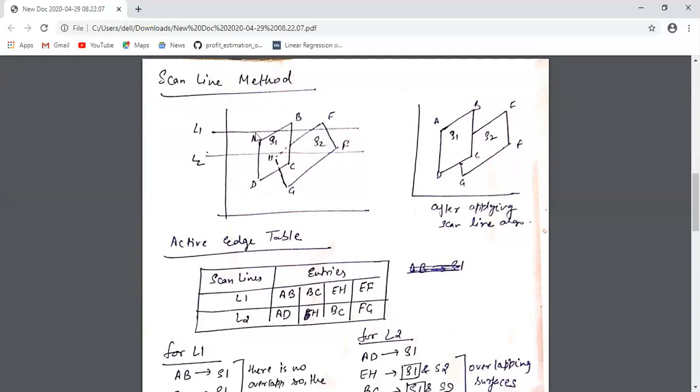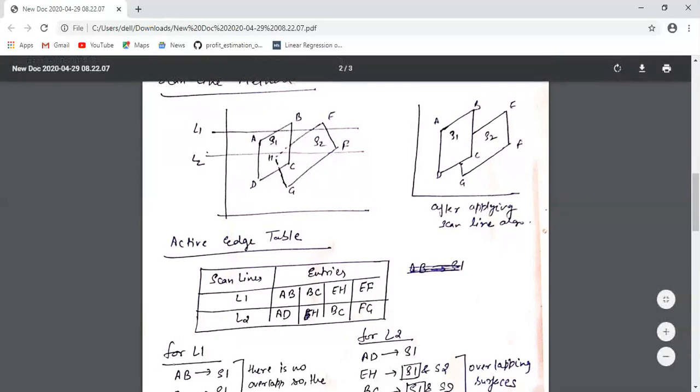Look into this figure. We have two scan lines and two polygons. Polygon 1, ABCD, is surface 1, and EFGH is surface 2. Now how do we make the active edge table? We are given two scan lines, L1 and L2. The active edge table will have two fields, scan lines and entries.